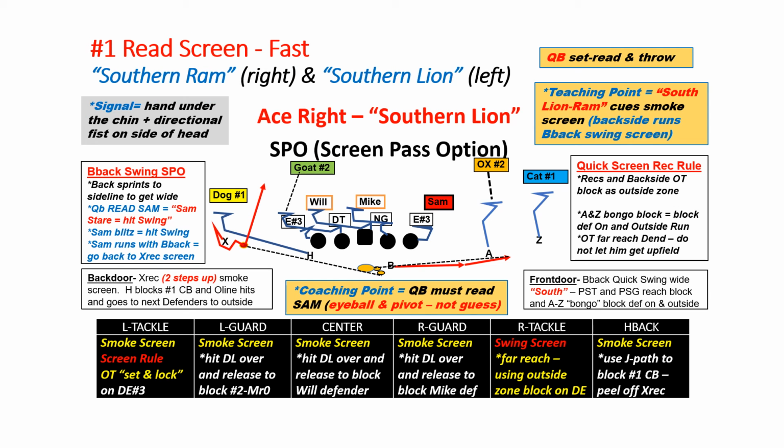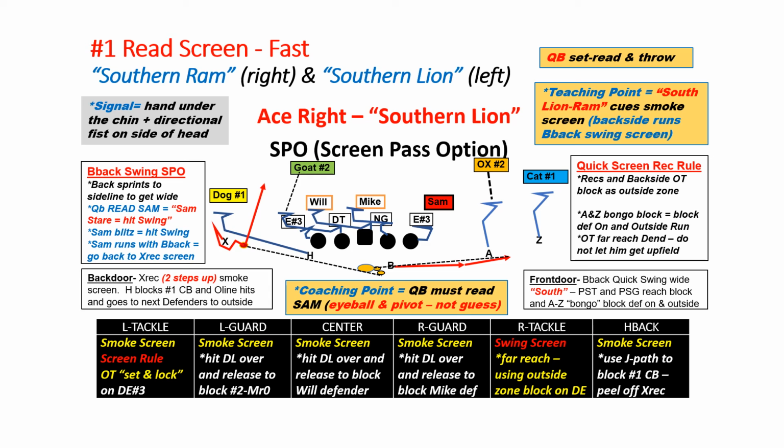This is what we call our fast screen, and this is my favorite screen to start with. It's a great blitz beater. It gives the quarterback an option. It's a screen pass option. So what we're going to do here is call this Southern Lion, because the screen concept is actually to the left. It's a smoke screen, but it becomes our second option.